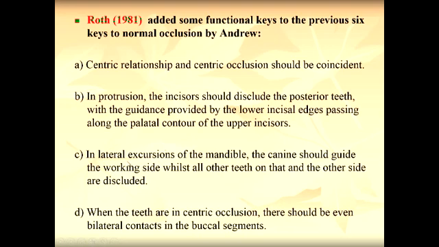In the lateral excursions of the mandible, as a lateral movement, the canine should guide the working side whilst all other teeth on that and the other side are disoccluded. When the teeth are in the centric occlusion, there should be even bilateral contact in the buccal segments.